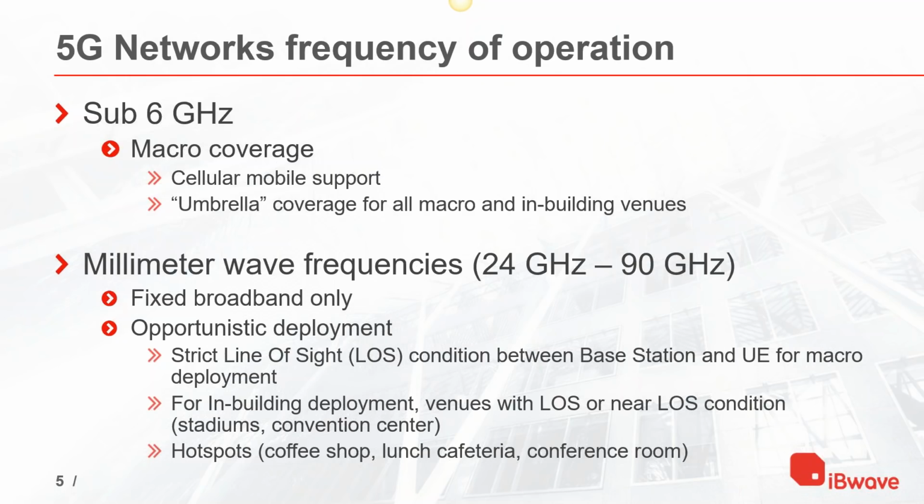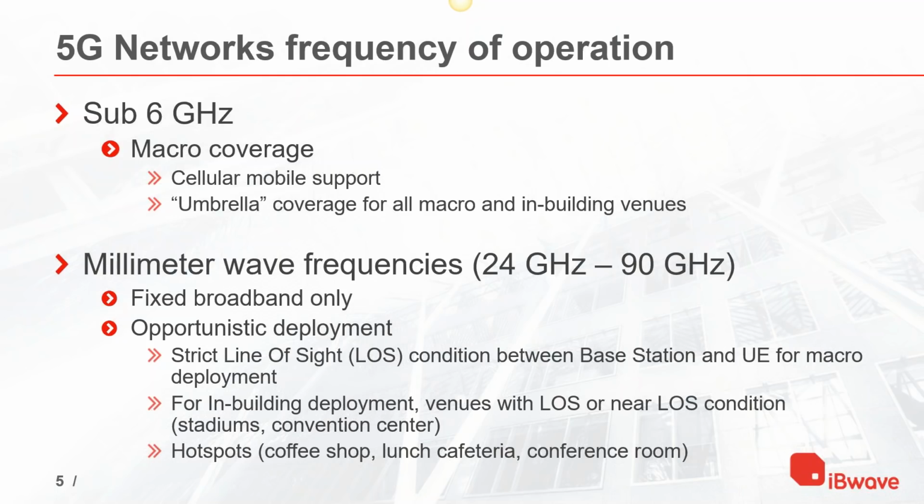For in-building deployment, venues with line of sight or near line of sight conditions will be candidates, such as stadiums and convention centers. And then there will be hotspots, such as a coffee shop, lunch cafeteria, and conference room. For in-building networks, there will be case studies where we can actually use millimeter wave frequencies. And that is a good thing, because those millimeter wave frequencies allow us to do things that we otherwise couldn't do at lower frequencies. But we will get to that in a second.